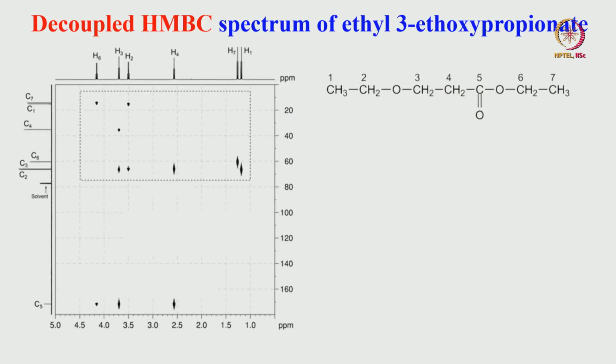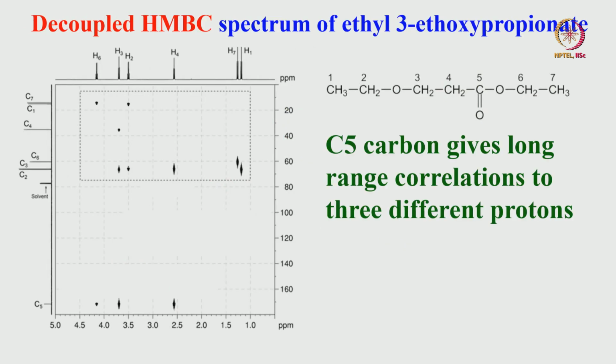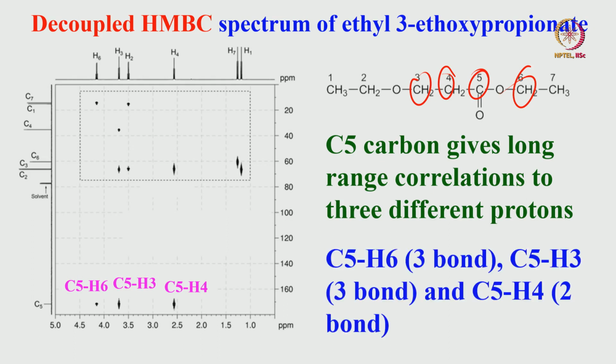Then do the decoupled version of the same thing. In HMBC, the interesting thing you will see is that C5 carbon gives long range correlation to 3 different protons: C5 to H6, H3 and H4. C5 gives to H3, H4 and H6. Very interesting. And C5, H6 is 3 bond; all these correlations we are seeing.